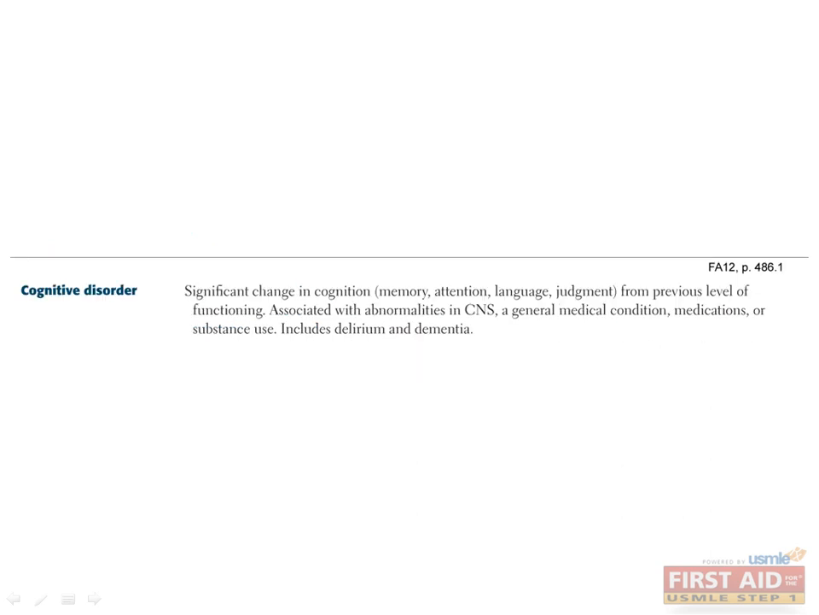Cognitive disorder is an umbrella term that encompasses both delirium and dementia. We'll talk about these in a moment, but this can refer to any general change in cognition, including memory, attention, language, and judgment, all from a previous level of functioning. It's often seen in the setting of CNS disorders, medication use, general medical conditions, or substance abuse.